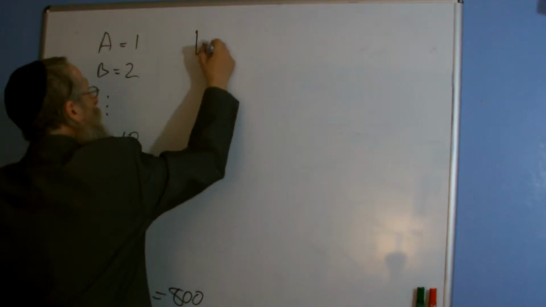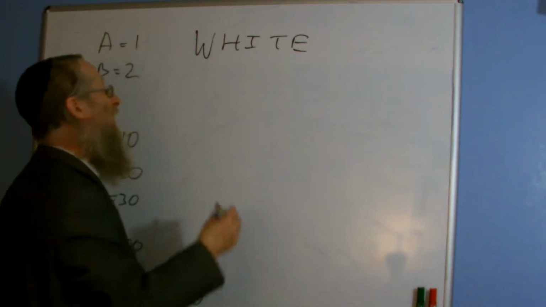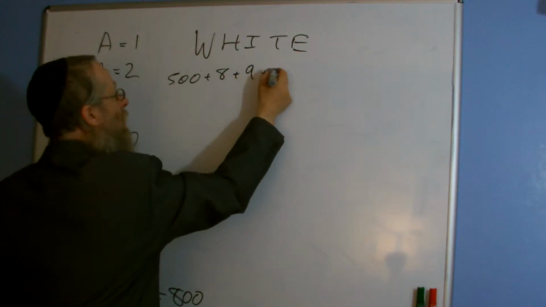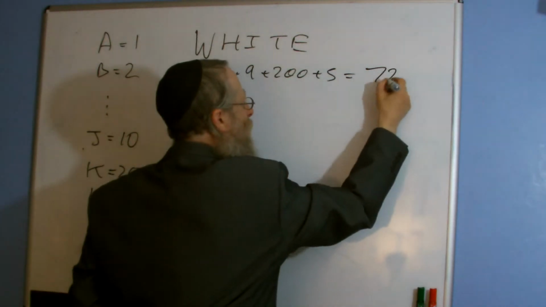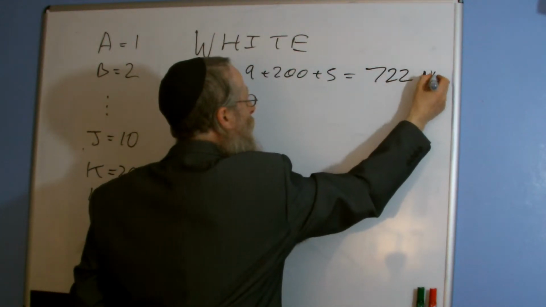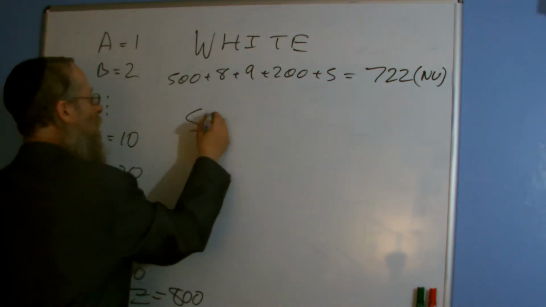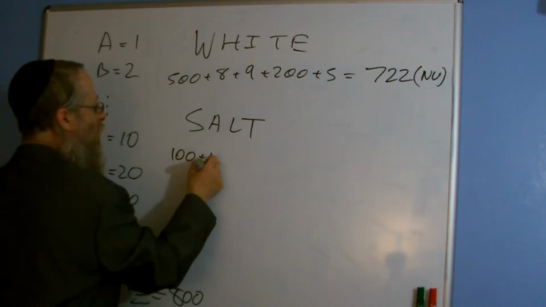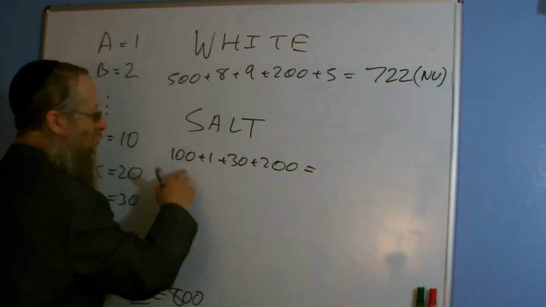So we'll look at white. W-H-I-T-E, and we'll work out the normal value. W is 500, H is 8, I is 9, T is 200, and E is 5. Add that together, you'll find that it's 722, in NV, normal value. If I use salt, I won't get that value. I get 100 plus 1 plus 30 plus 200, which is 331.